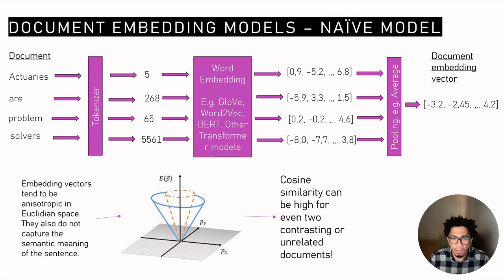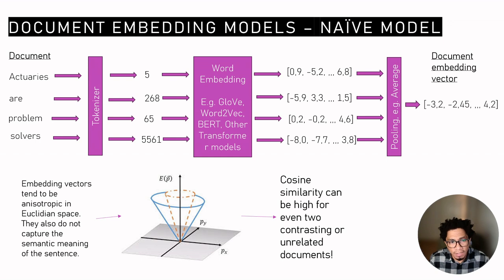So if you're using cosine similarity between 2 vectors, that can generally be high. And it can be high for even like contrasting documents or unrelated documents. And you don't want that, right? So you want contrasting documents to have vectors that I suppose go in different directions, and not necessarily be close together or go in the same direction. So that's the first problem.